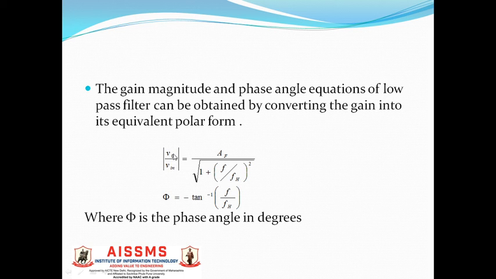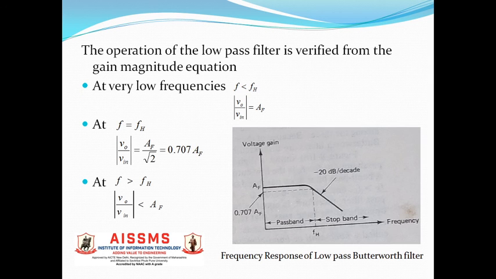You can find out the magnitude as V0 upon Vin is equal to AF upon under root of 1 plus (F upon FH) the whole square, and phi is equal to minus tan inverse of F upon FH. This comes from the conversion to the polar form, giving the frequency and the phase angle in the polar form, right? Then let's see the operation of the low pass filter from the gain magnitude.